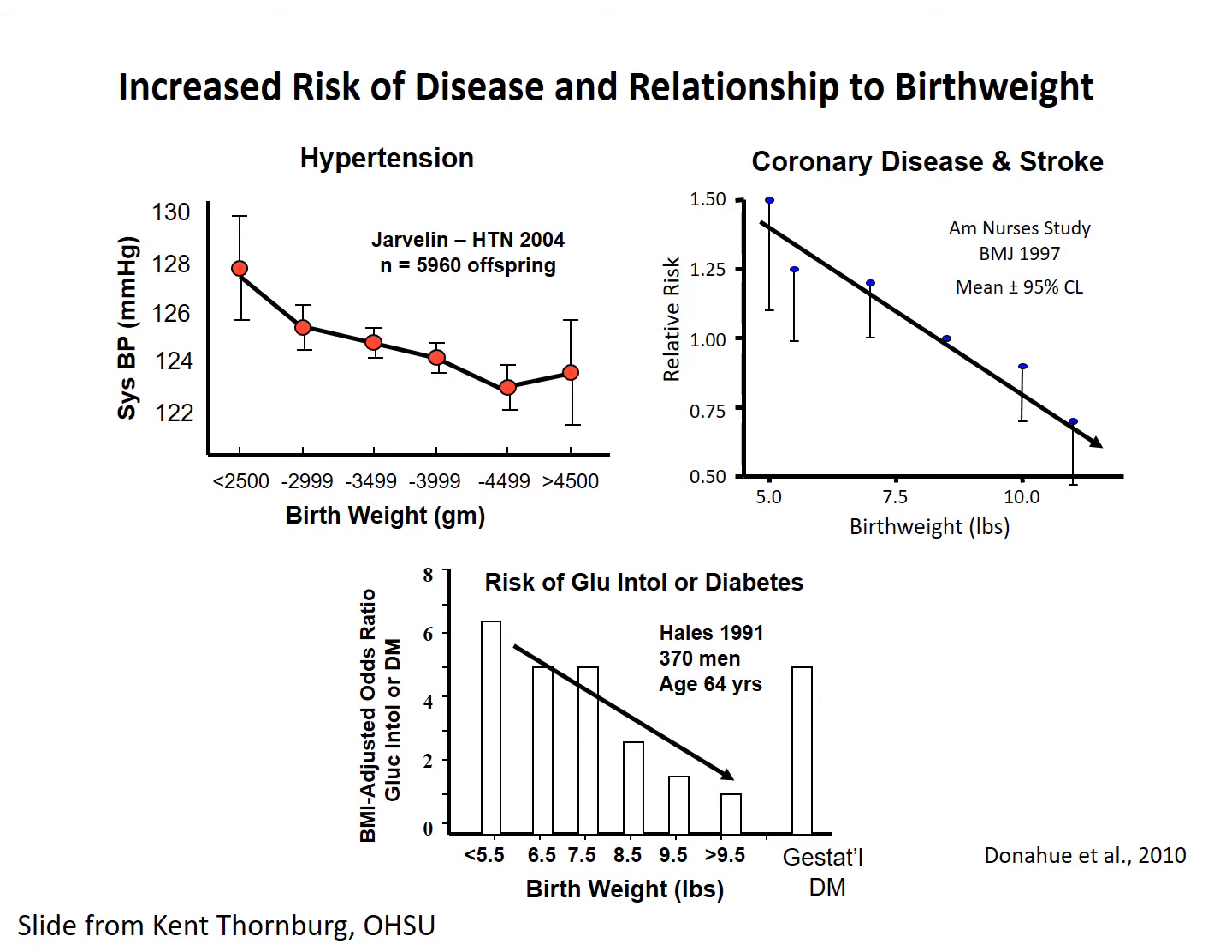The graph on the right is looking at birth weight versus the risk of developing coronary disease and stroke. And again, this is in a nurses' study, and again, you'll see this inverse relationship. So low birth weight is associated with increased risk of coronary disease and stroke. And then the bottom graph is looking at birth weight related to BMI-adjusted glucose intolerance or diabetes, for example. And again, you'll see that same pattern. So there seems to be a relationship between low birth weight and chronic disease later in life.